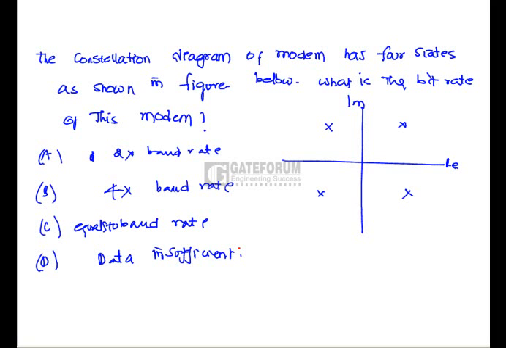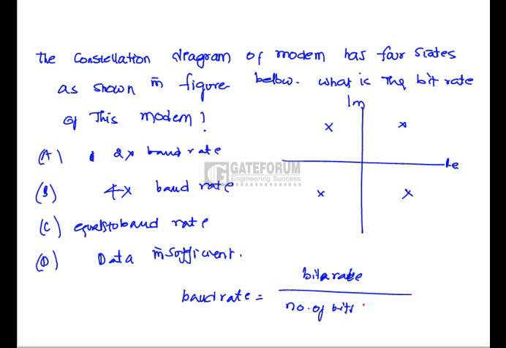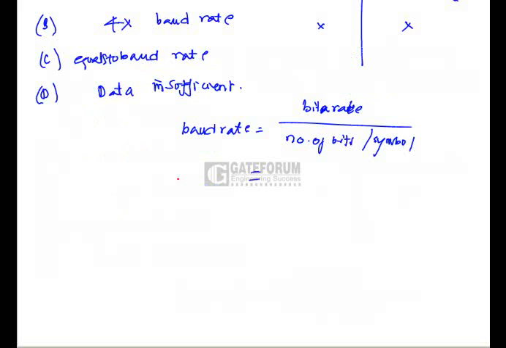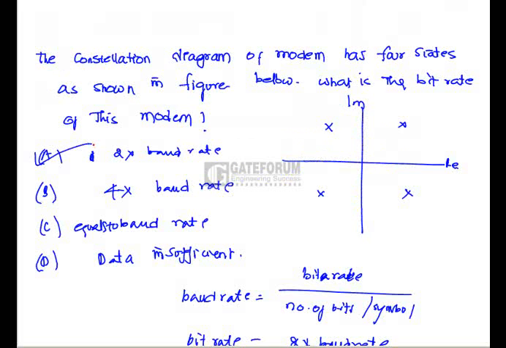The constellation diagram of a modem has 4 states as shown in the figure below. What is the bit rate for this modem? See, from the given constellation diagram, we came to know that it has 4 symbols. Means for each symbol it requires 2 bits. Hence, the baud rate is nothing but bit rate divided by the number of bits per symbol. Here, bit rate is equal to number of bits per symbol, here 4 symbols means 2 bits per symbol, that is twice the baud rate. Hence, option A is correct.